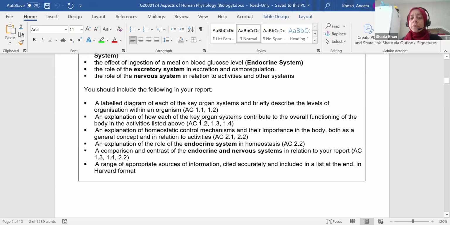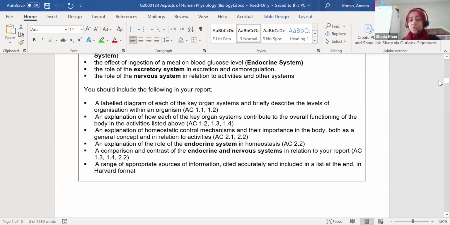An explanation of the homeostatic control mechanisms and how they are important in the body, both the general concept and in relation to activities. An explanation of the role of the endocrine system in homeostasis, a comparison and contrast of the endocrine and the nervous system in relation to your report, and a range of appropriate resources or sources of information cited accurately and included in the list at the end in Harvard format.